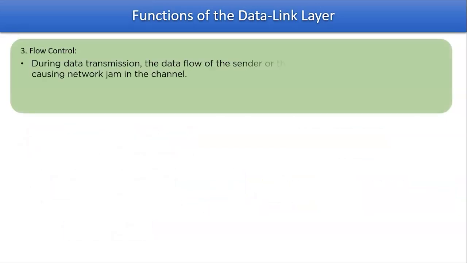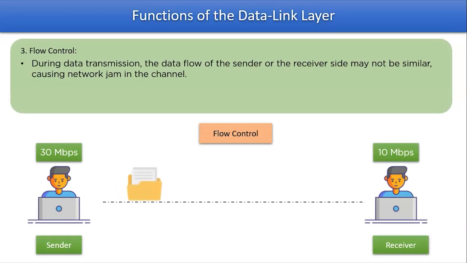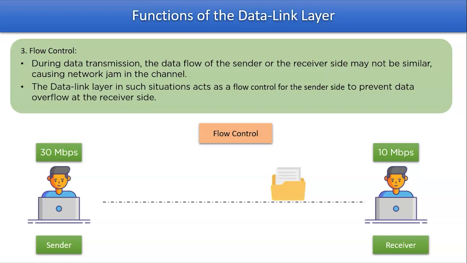The next one is the flow control. During the data transmission, the data flow of the sender or the receiver side may be different, causing network congestion in the channel. The data link layer in such situations acts as a flow control for the sender side to prevent the overflow at the receiver's side.